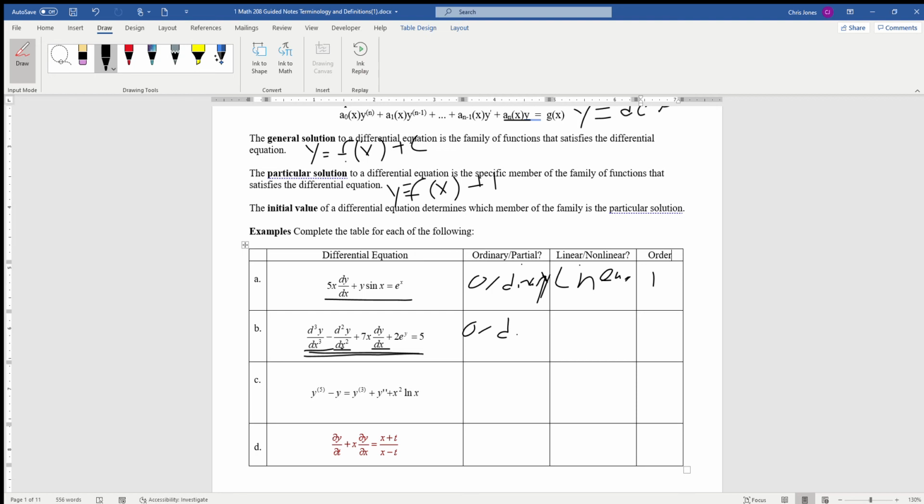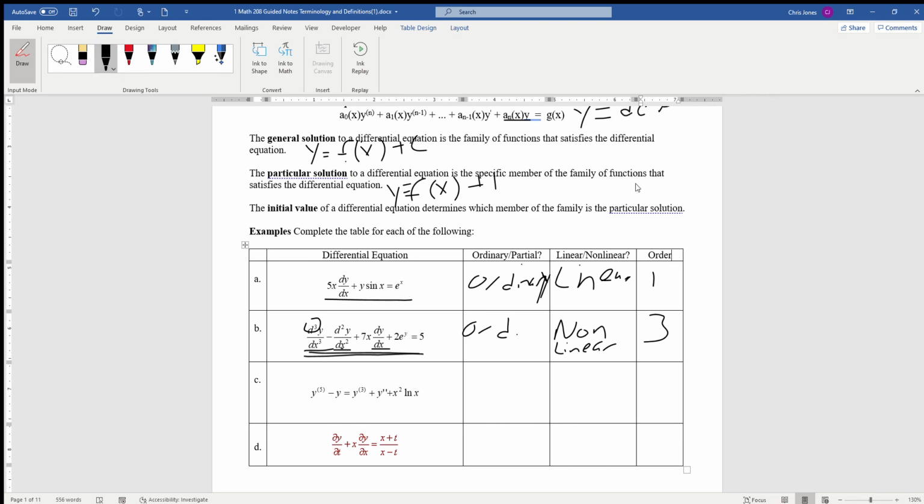Now, it looks linear, doesn't it? Except for the fact that we have e to the y. If that was just 2y, then we would say that it's linear. But unfortunately, because we have an e to the y, or we have a sine y, or something like that, it just has to be y. It can't be anything else, like even a square root of y. This is going to be nonlinear. And then finally, notice that we have an order of 3 as the highest derivative. So the order of this differential would be 3.